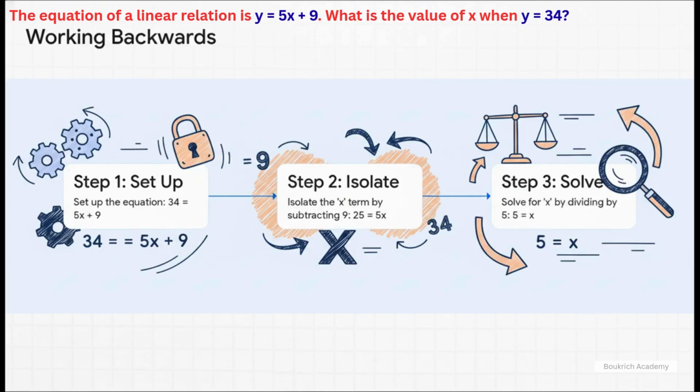First, we set up the equation. 34 equals 5x plus 9. Now, to get x all by itself, we need to undo the operations. We'll start by subtracting 9 from both sides, which leaves us with 25 equals 5x. Then we undo the multiplication by dividing both sides by 5. And there it is, x equals 5. We've successfully reverse engineered the code.